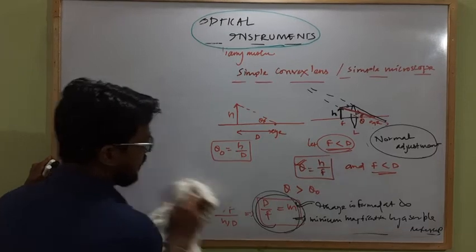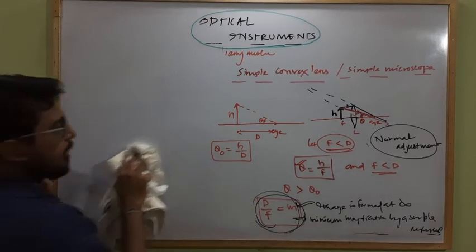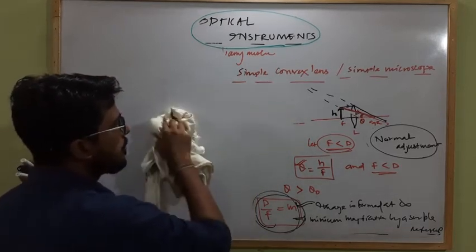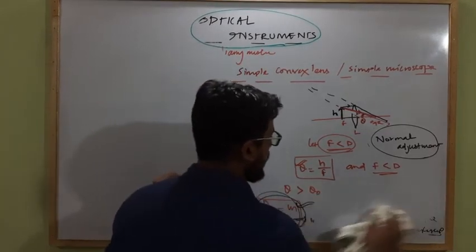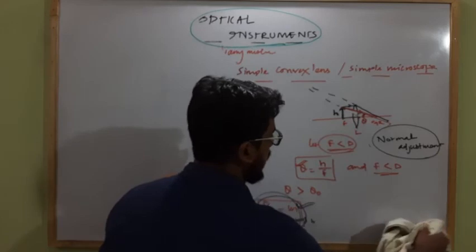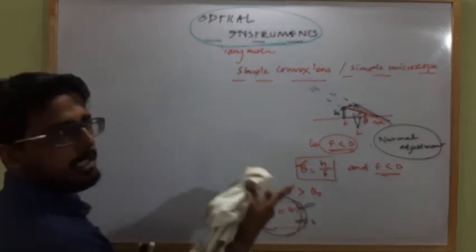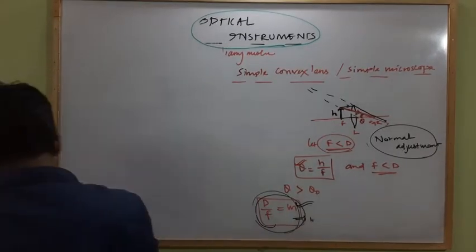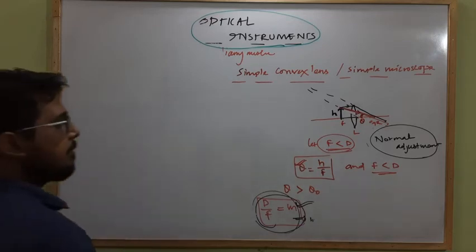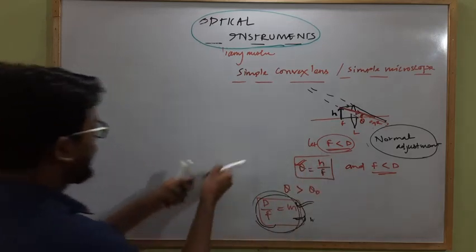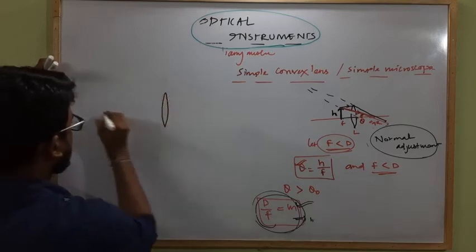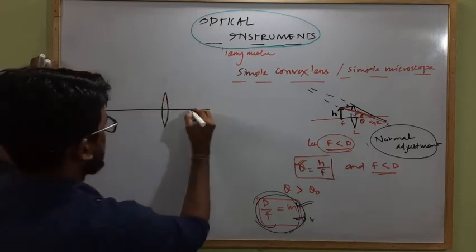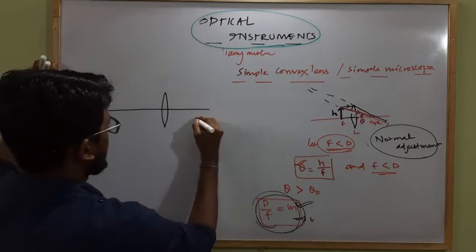So D by F is the magnifying power of a simple microscope, which is the minimum value of the magnifying power of the simple microscope when the object is placed on the focal length of the simple microscope and image is formed at infinity. So we can further increase the magnification obtained by a simple microscope. As here, this is the convex lens and this is the human eye, let it be here.